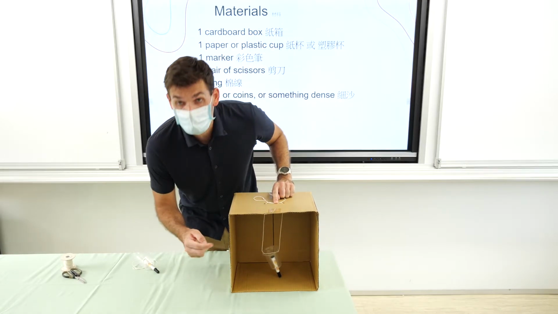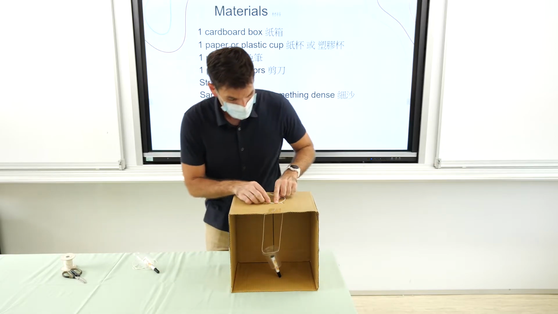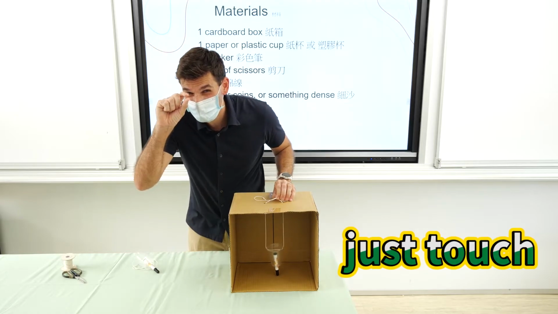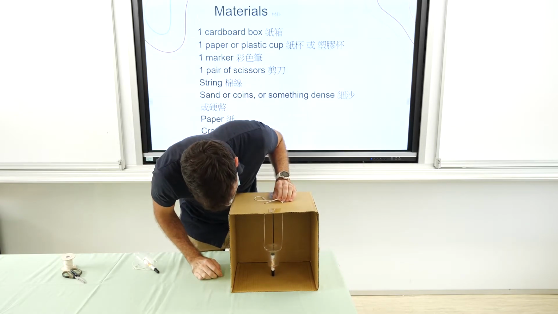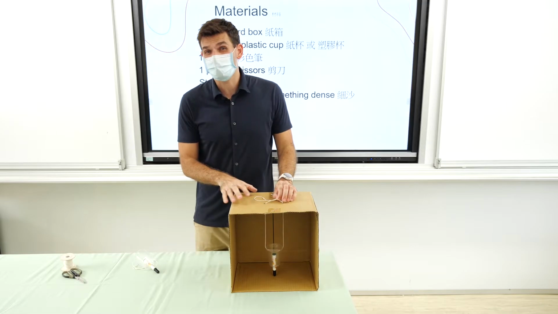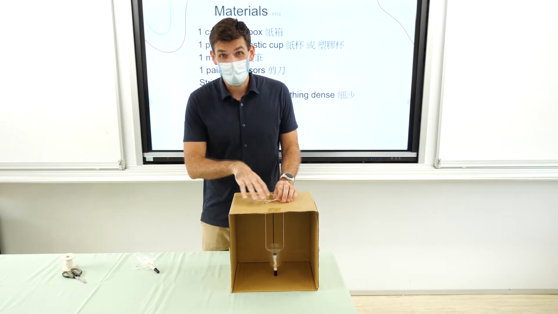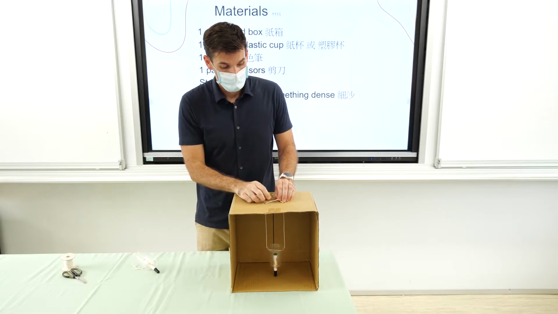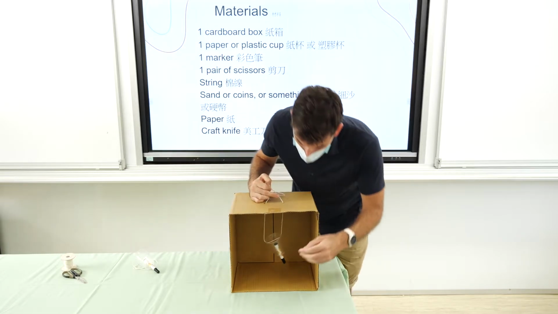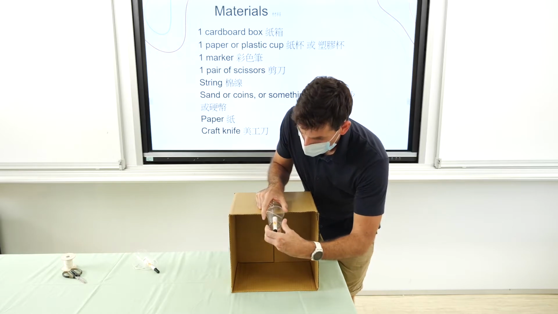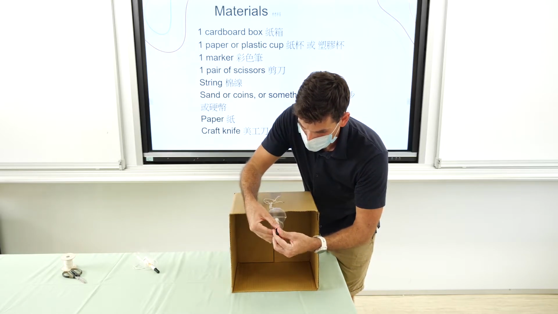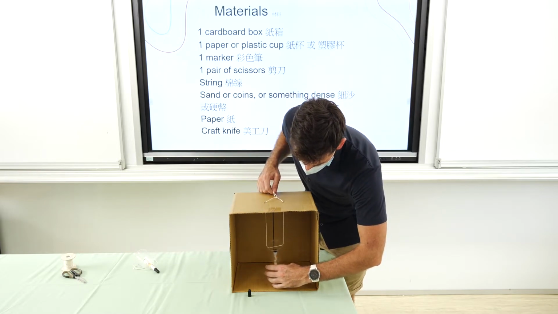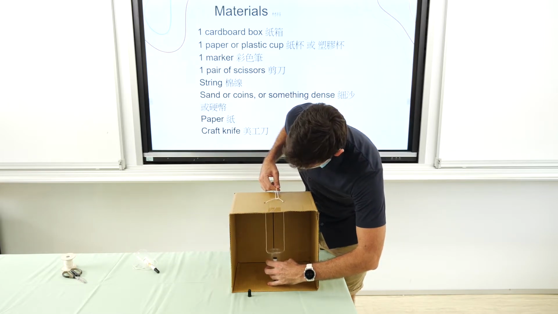Oh, my cup is touching the bottom. We want the cup to be off the ground, just touching the box. Okay, now you may need to try this many times at home to get it perfect. Okay, now at this point you should take the lid off the marker. Then you can see if it's touching the bottom, because it will draw on your box.